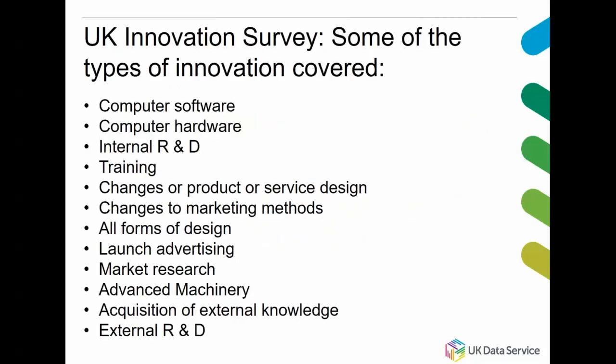And here are some of the types of innovation that it covers. So as you can see here from this list, we're looking at things like internal R&D, computer software and hardware, training, changes to product or service design, launch advertising, market research, advanced machinery, acquisition of external knowledge. So it covers quite a few areas of innovation.